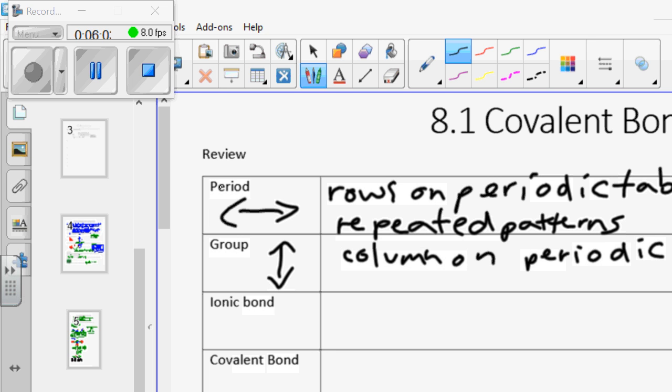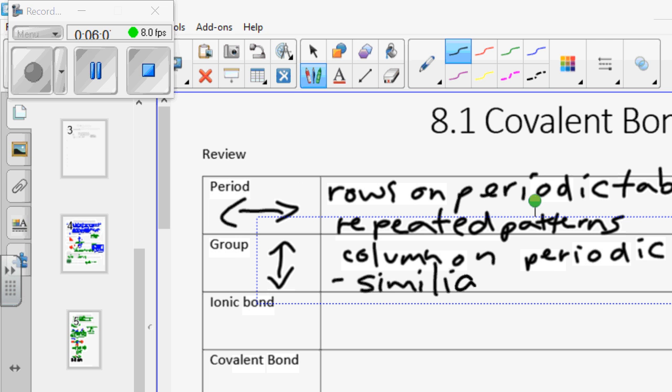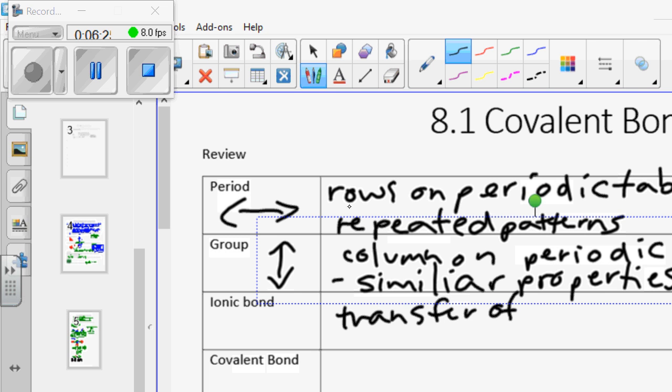And the group all have similar properties. One of those is that they have the same valence electrons. Ionic bond, we just said, was a transfer of electrons.